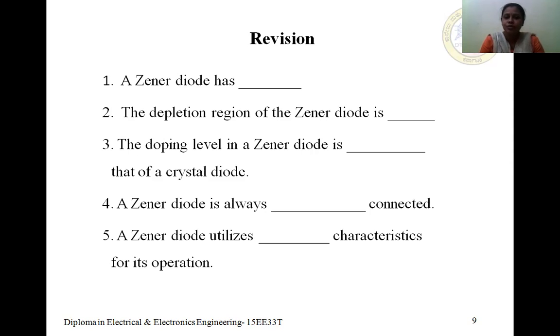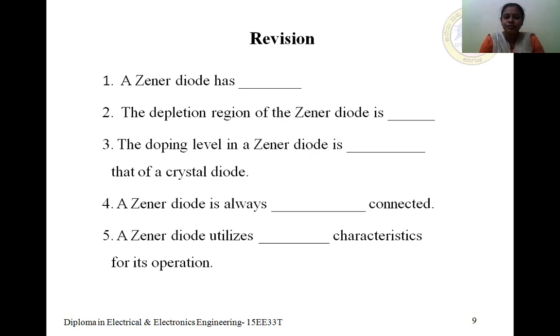Next, coming to the fourth question, a Zener diode is always dash connected. The Zener diode is always connected in the reverse biased condition for proper operation. As I said, it conducts in both directions, in forward bias as well as reverse biased condition. Normally, we use it in the reverse biased condition for its operation. The answer for the fourth question is reverse biased.